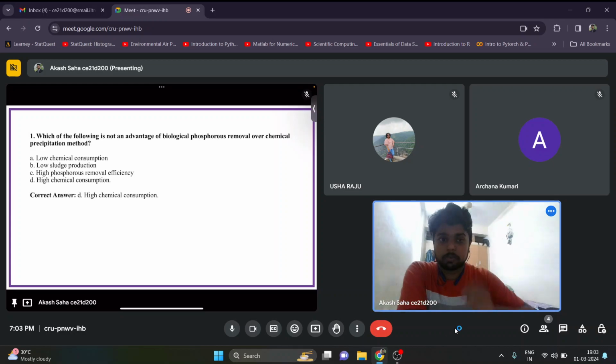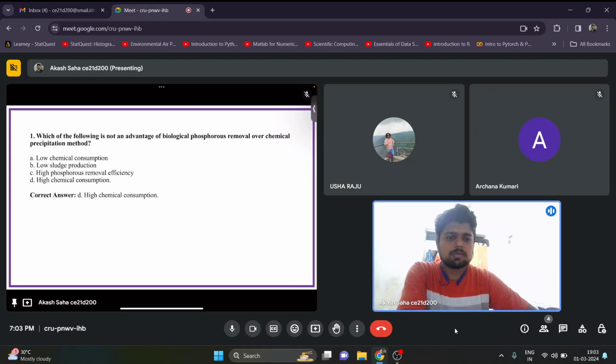If we see the chemical precipitation method, the main problem is the high chemical consumption. In biological removal, there is no chemical consumption. We are totally based on the removal capacity of the phosphorus accumulating bacteria, and with the help of that, we remove the phosphorus. Whereas in chemical precipitation, we use various kinds of chemicals to precipitate the phosphorus. So the main disadvantage of the chemical precipitation method is the high chemical consumption. Okay, I'll move on to the next question.